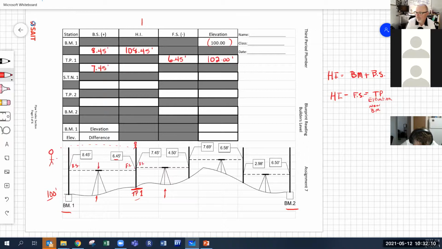Geez, you got, yeah, add, subtract, add, subtract, add, subtract. That's exactly right, Dustin. And benchmark 2 is 102.54. Thank you for that, Connor. I'm glad you got this down. That's fantastic.